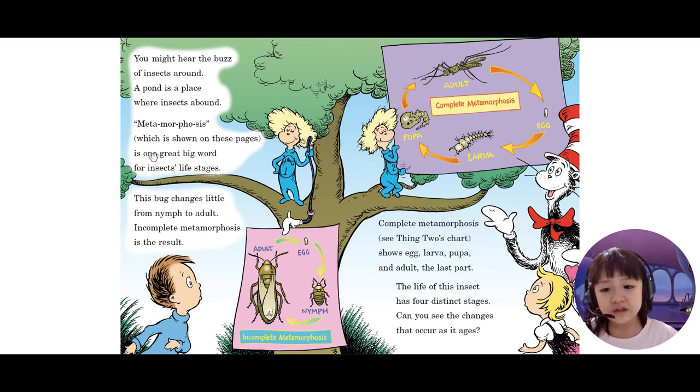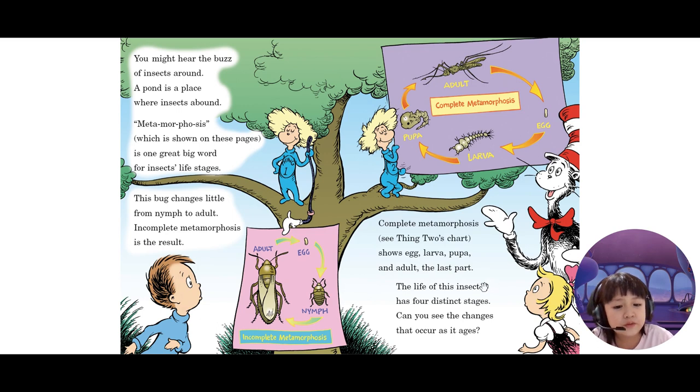Metamorphosis, which is shown on these pages, is one great big word for insects' life stages. This bug changes little from nymph to adult. Incomplete metamorphosis is the result. Complete metamorphosis we'll talk about later.